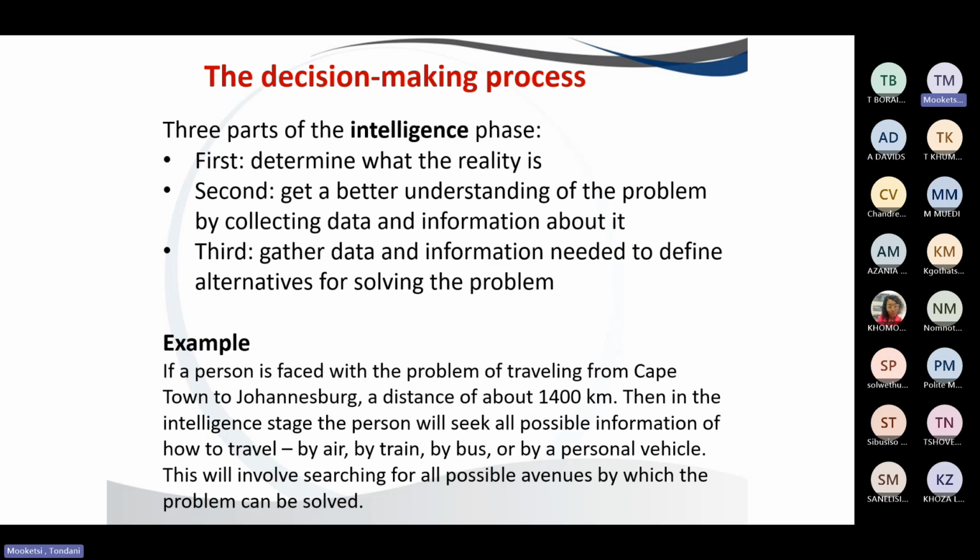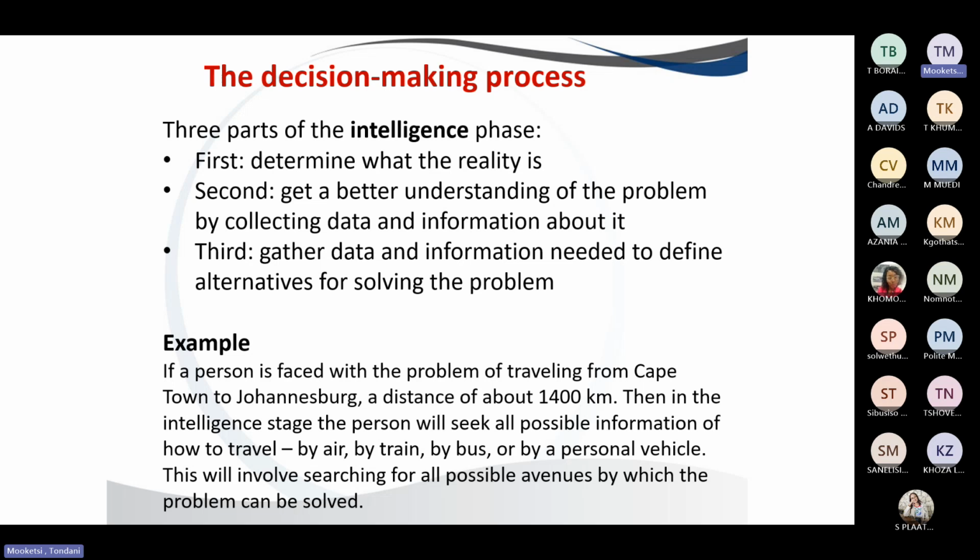So the three parts of the intelligence phase in decision making. First, determine what the reality is. Second, get a better understanding of the problem by collecting data and information about it. And third, gather information and data needed to define the alternatives for solving the problem.